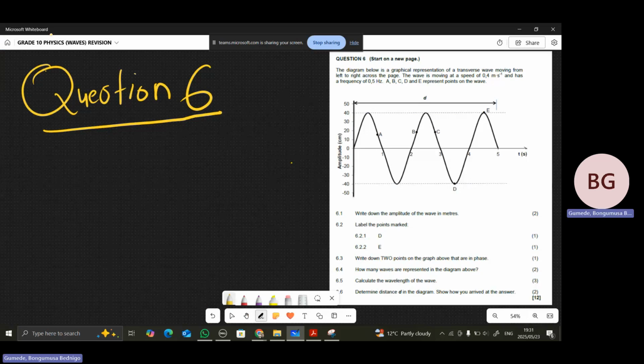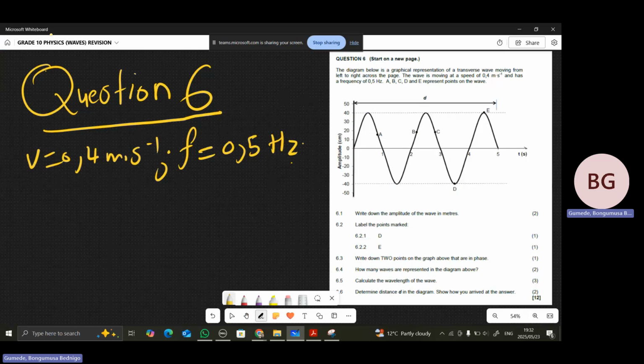Here we have a graphical representation of a transverse wave, which is moving from left to right across the page. The wave is moving at a speed of 0.4 and has a frequency. Those are the two basic important factors. The first one is that it is a transverse wave. The second one is the speed, 0.4 meters per second, and the frequency is 0.5 hertz.